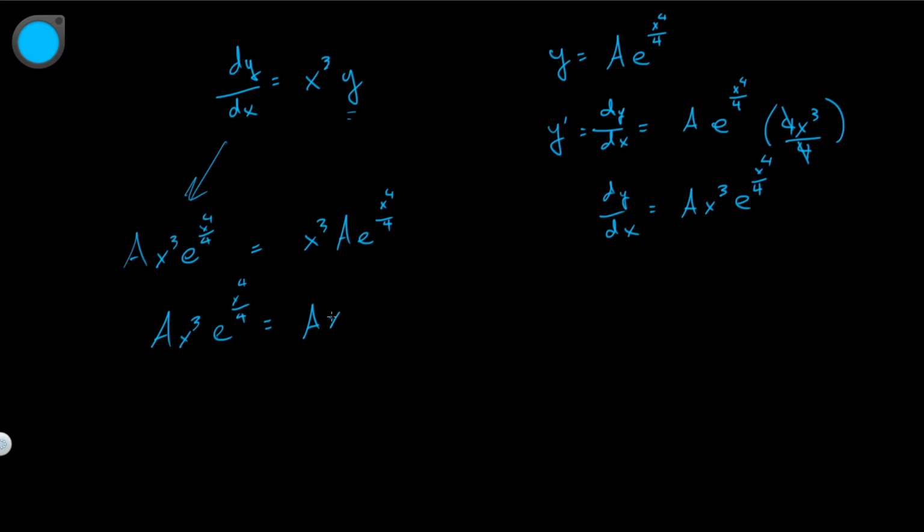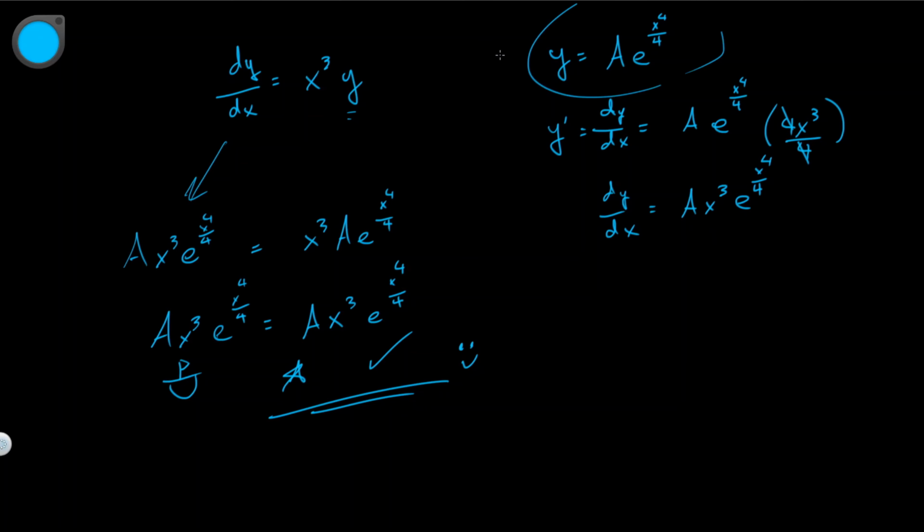Right? What is an equation? Two expressions that are equal. a x cubed e to the x to the 4 over 4. Smiley face, check mark, star, whatever floats your boat. This equation is valid. This is a valid solution to this differential equation. So what do we do real quick?